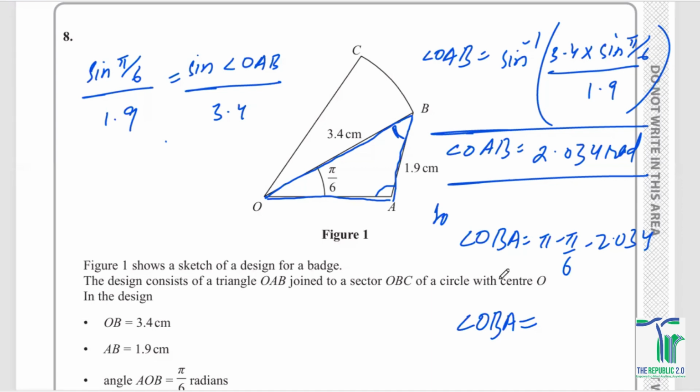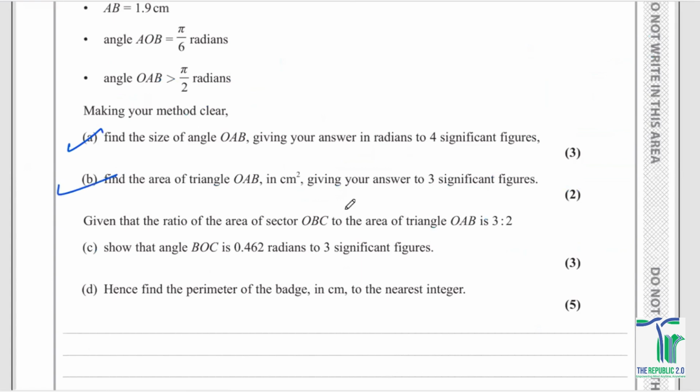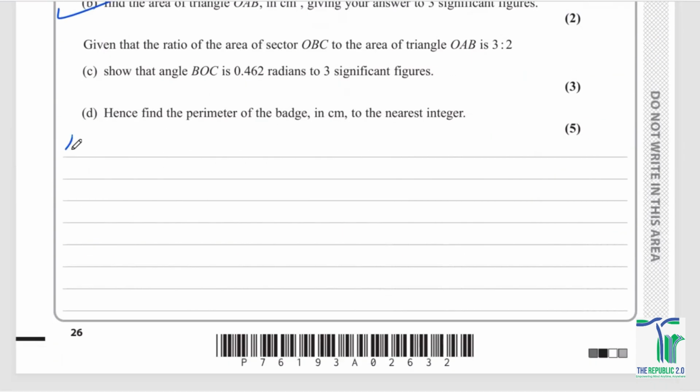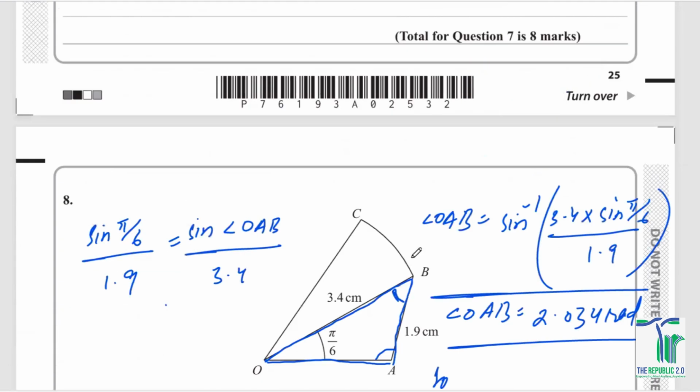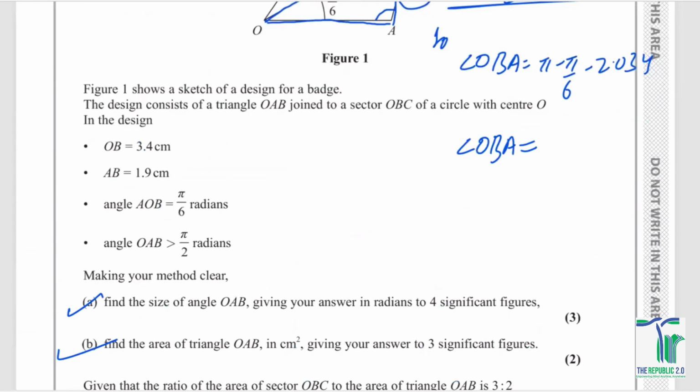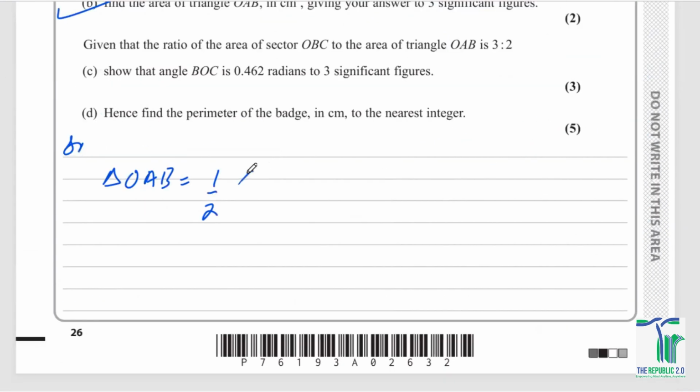So the angle OBA has to be pi minus pi by 6 minus 2.034. You can solve it down and you'll get the answer in radians. And now we need to get the area of triangle OAB. The area would be 1 by 2 times the two sides, 3.4 and 1.9, and the angle in between them. So it is 1 by 2 times 3.4 times 1.9 times sine of pi minus pi by 6 minus 2.034.